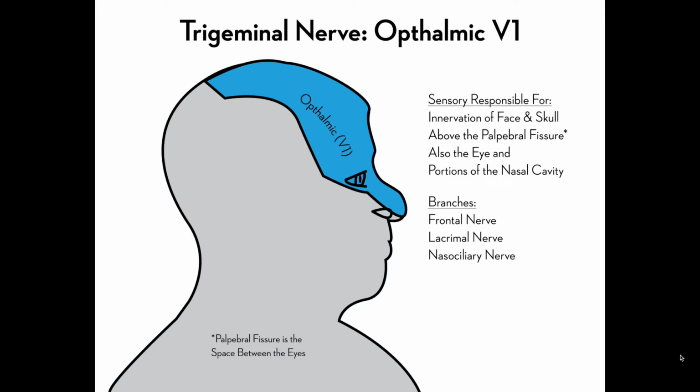The ophthalmic section of the trigeminal nerve is the sensory part responsible for innervation of the face and skull above the palpebral fissure, which is basically the space between your eyes, also the eye and portions of the nasal cavity. The three main branches are the frontal nerve, the lacrimal nerve, and the nasociliary nerve.